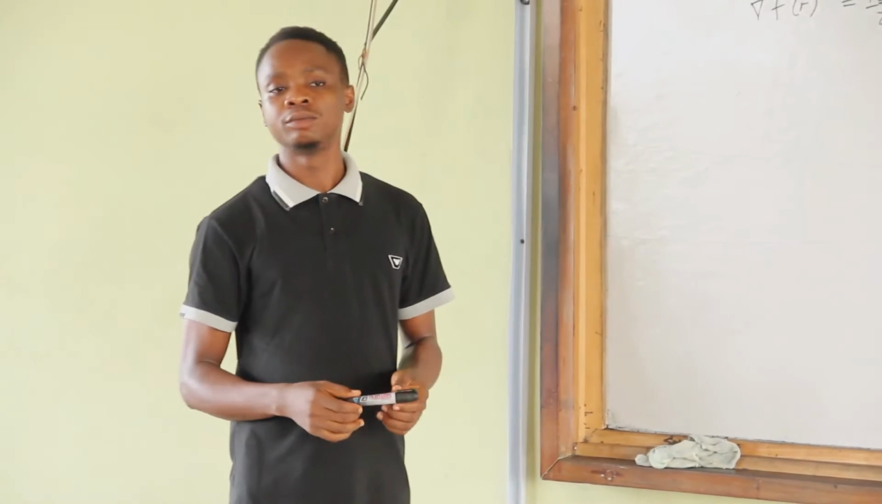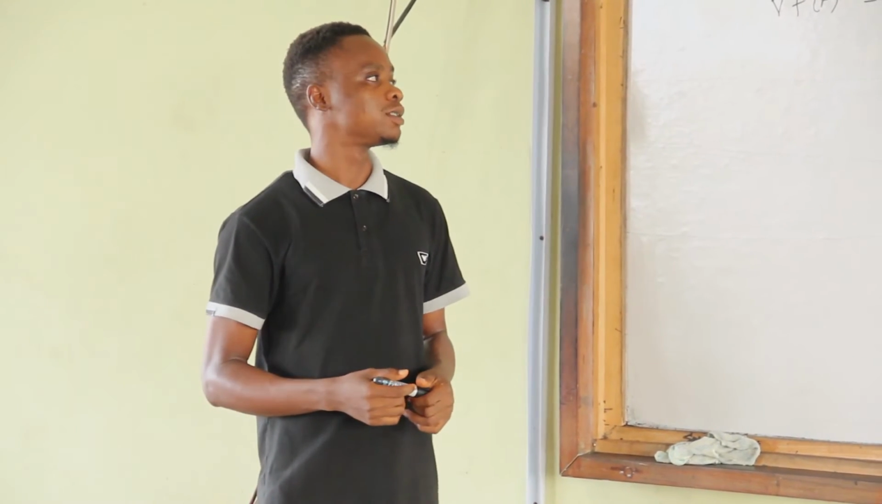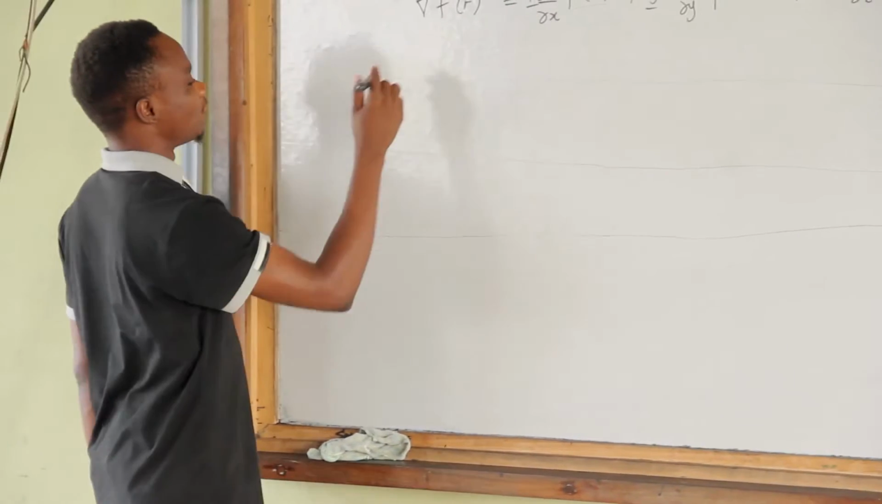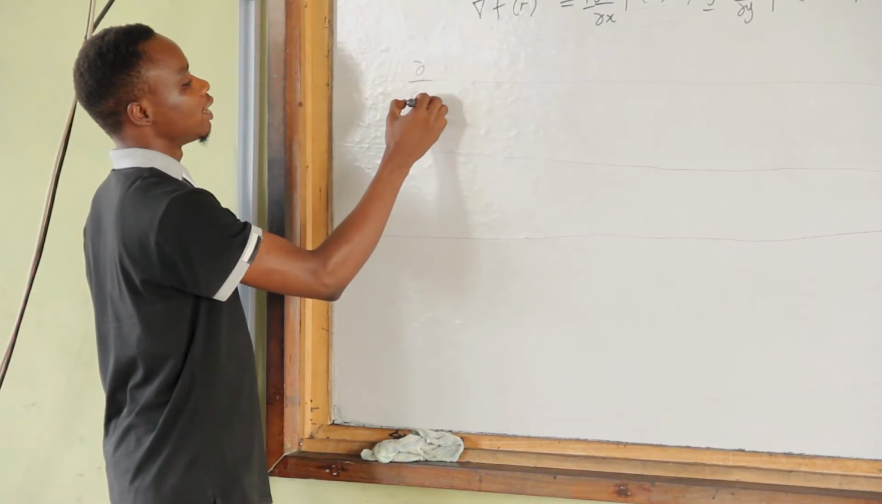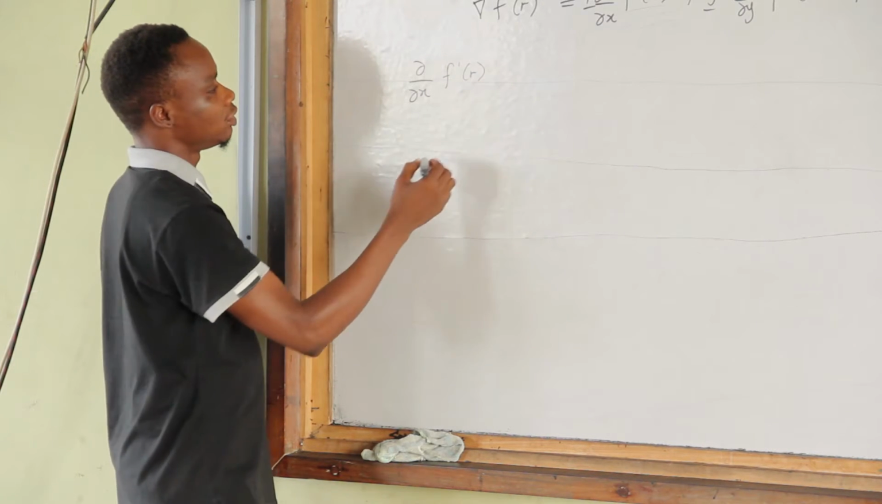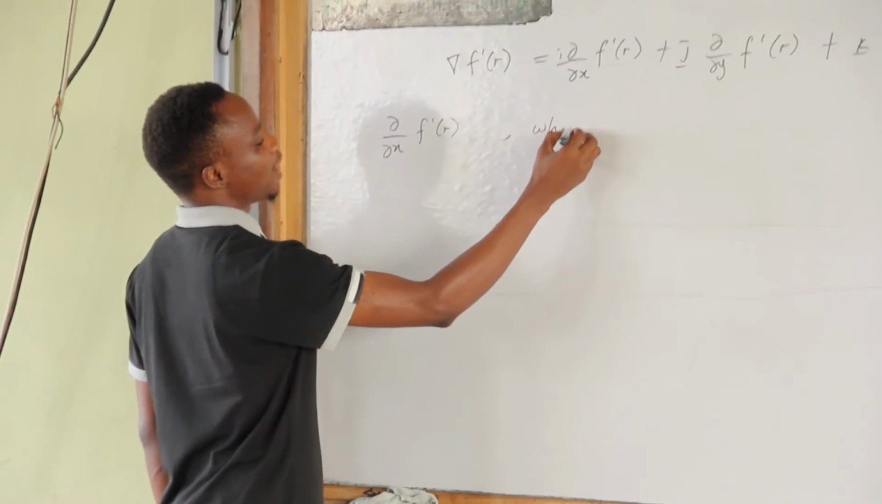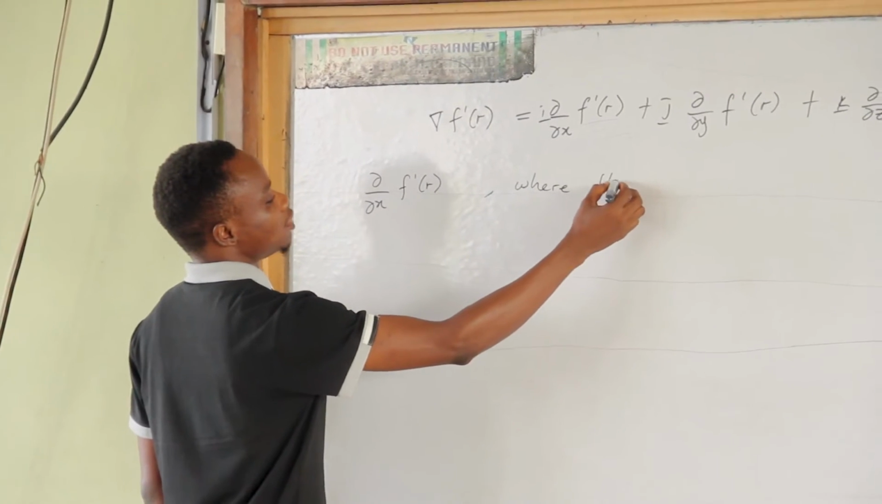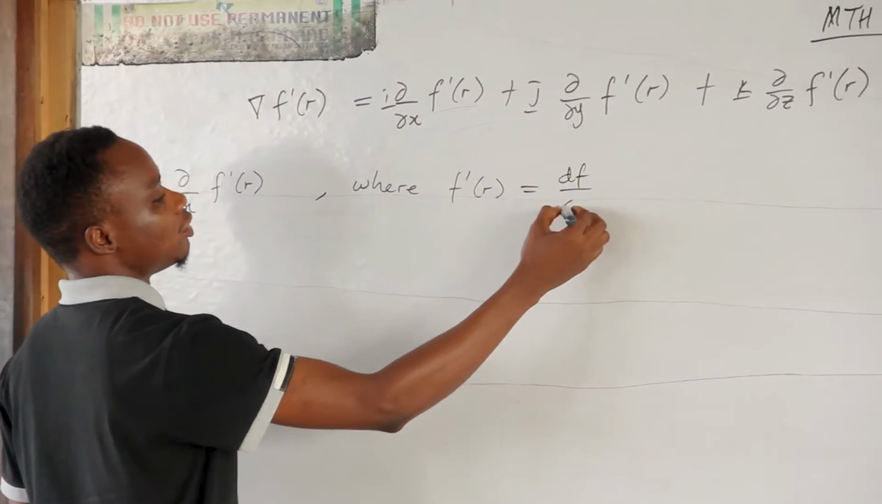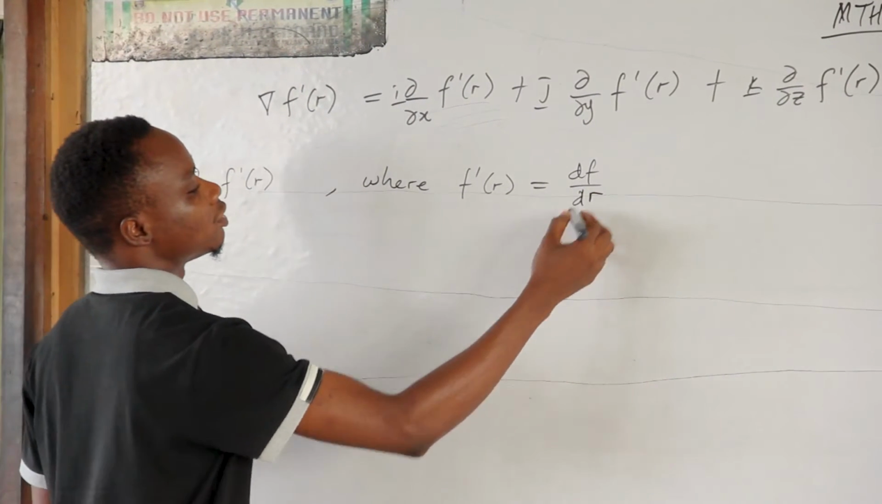Alright, let's continue. Look at the board, please. So what are the differentiations with respect to x? Like I said, you can pick one of them. It's going to be del del x of f prime of r, where f prime of r simply means the derivative of f with respect to r.